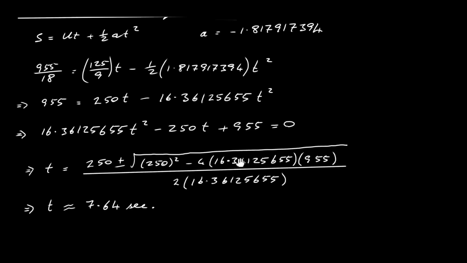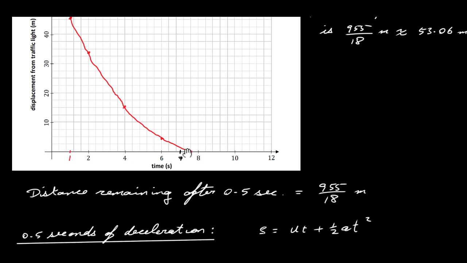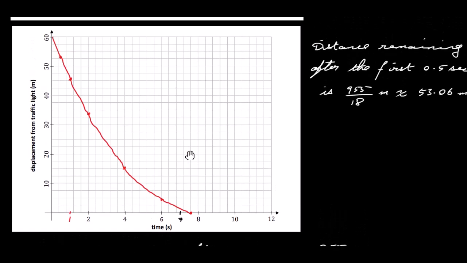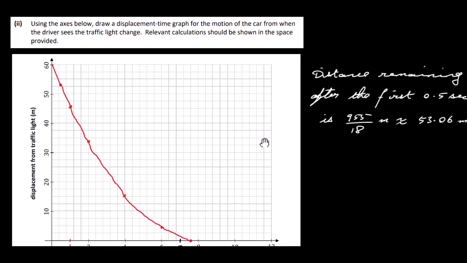Now you don't get exactly 0 here. If I had more decimal places, I would become closer and closer to 0. But 7.64 is where it cuts the x-axis, and I have that plotted here. And that's really it for this question. It just says draw a displacement time graph for the motion and show your calculations. So I've done that. So this is part B.